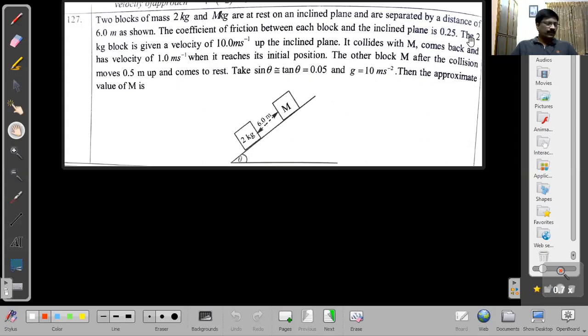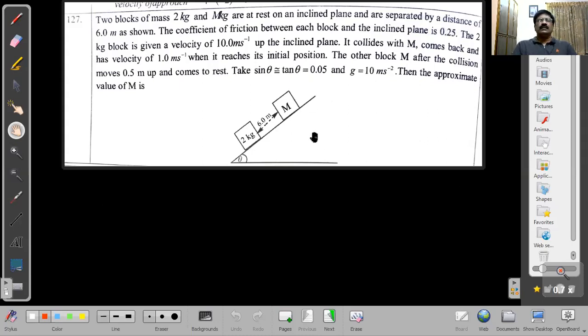Two blocks of masses 2 kg and M kg are at rest on an inclined plane and are separated by a distance of 6 meters as shown. The coefficient of friction between each block and the inclined plane is 0.25.